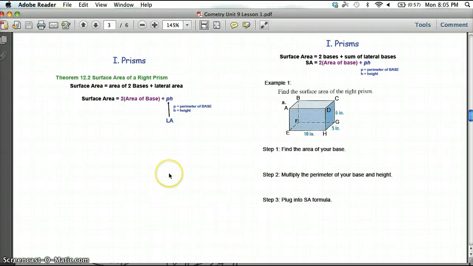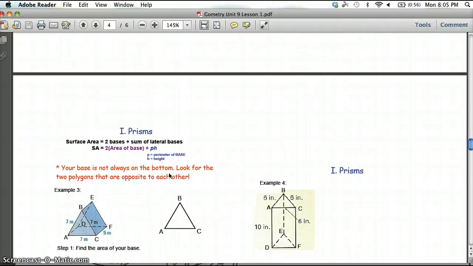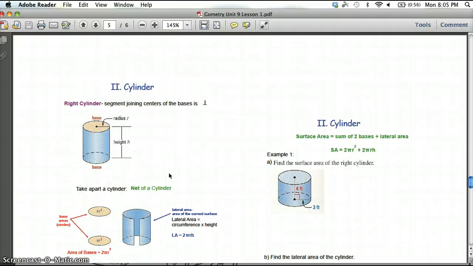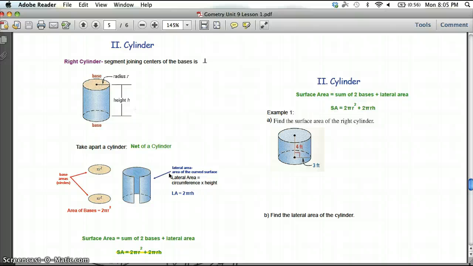All right, so now we're done with surface area of prisms. Now we're going to go ahead and talk about the surface area of a cylinder. So, surprise, we have a new formula. The surface area of a cylinder is 2 pi r squared plus 2 times pi times radius times height.